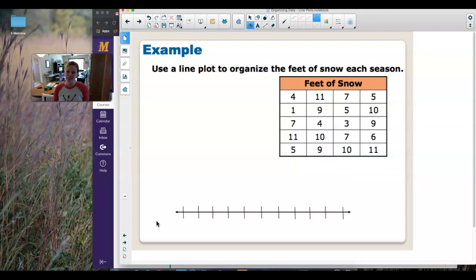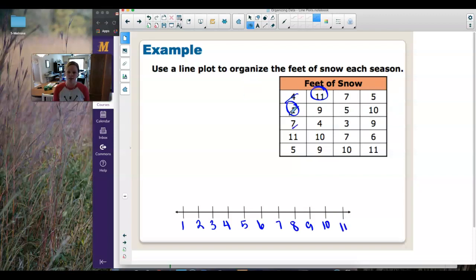Now we have our number line and it's not numbered yet. So I'm going to just quickly look through this data. And when I look at it, I'm thinking that 1 is the lowest number up here. And I think the highest number that I see is 11. So I'm going to start by numbering this 1, and then we're going to count all the way to 11. We're not going to skip any numbers. We want to make sure to use every number in between there. So we number it all, and then we go ahead and put X's above all the numbers.